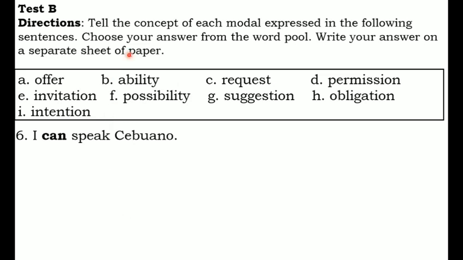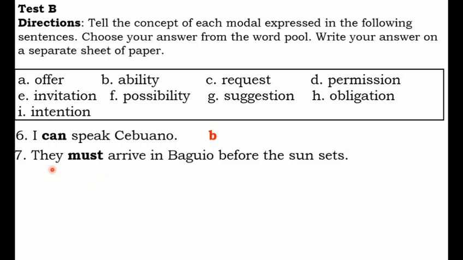Okay, next, tell the concept of the modal expressed in the following sentences. Choose your answer from the word pool. Number 6, I can speak Cebuano. That is letter B, ability. Number 7, they must arrive in Baguio before the sun sets. The answer is letter H.